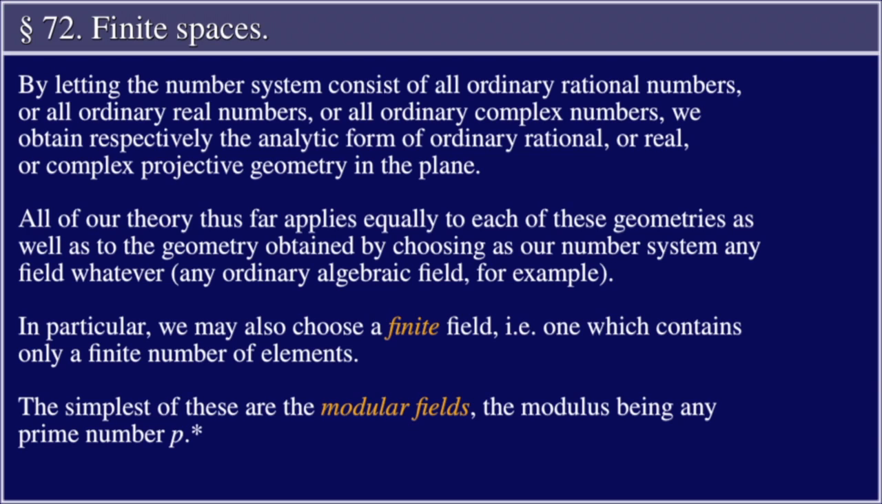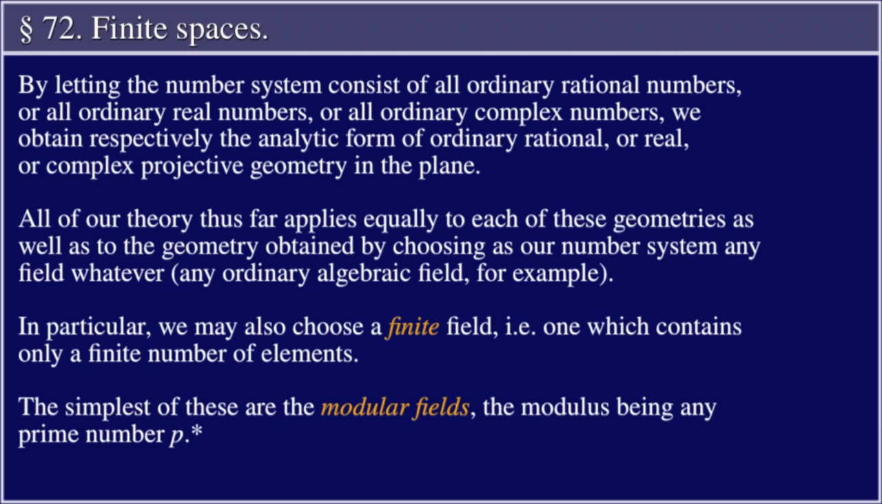By letting the number system consist of all ordinary rational numbers, or all ordinary real numbers, or all ordinary complex numbers, we obtain, respectively, the analytic form of rational or real or complex projective geometry in the plane. All our theory thus far applies equally to each of these geometries, as well as to the geometry obtained by choosing as our number system any field whatever, any ordinary algebraic field, for example. In particular, we may also choose a finite field, i.e. one which contains only a finite number of elements.